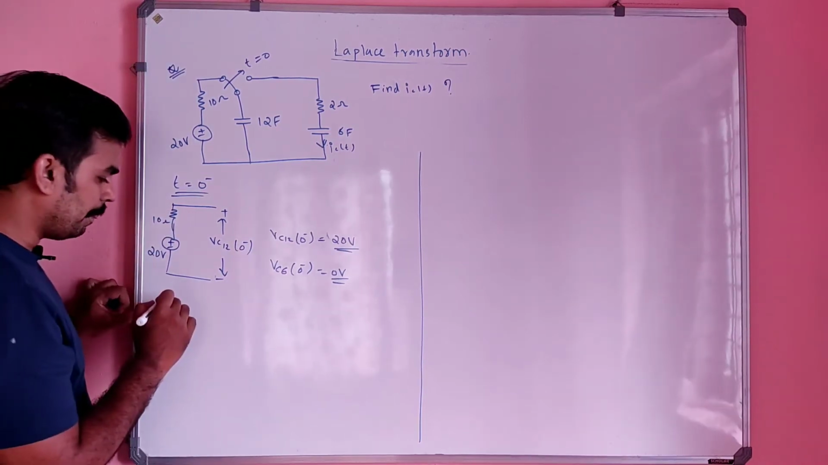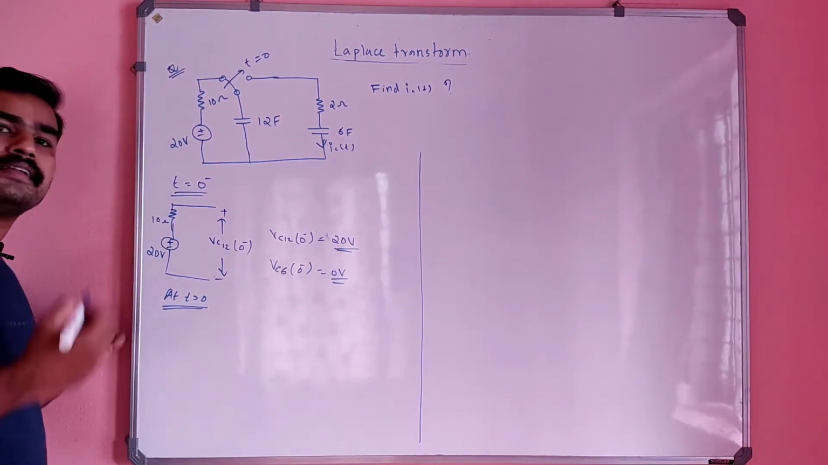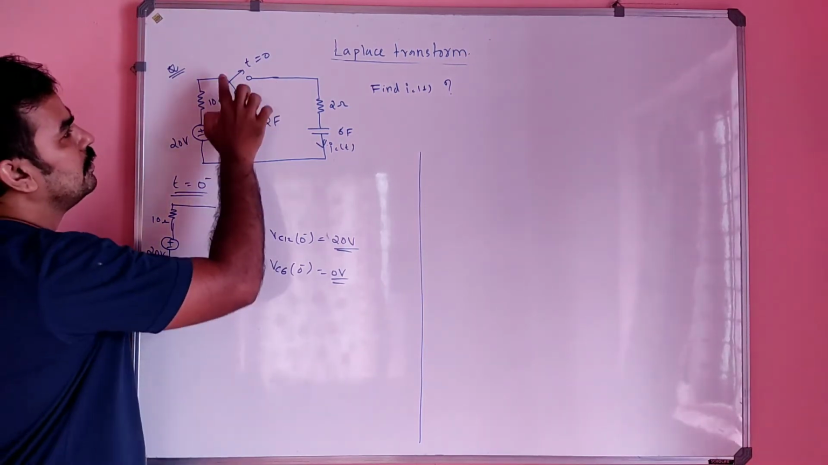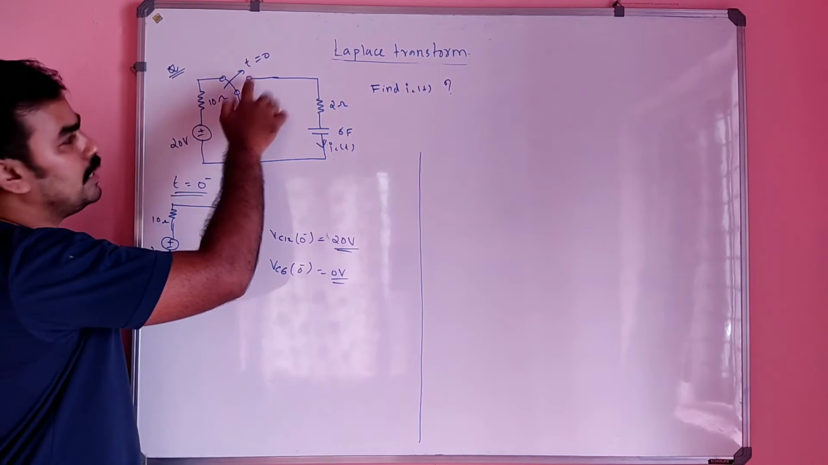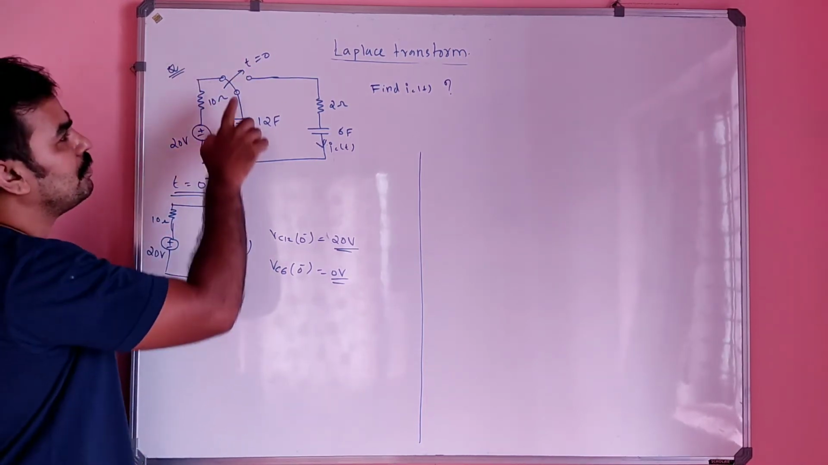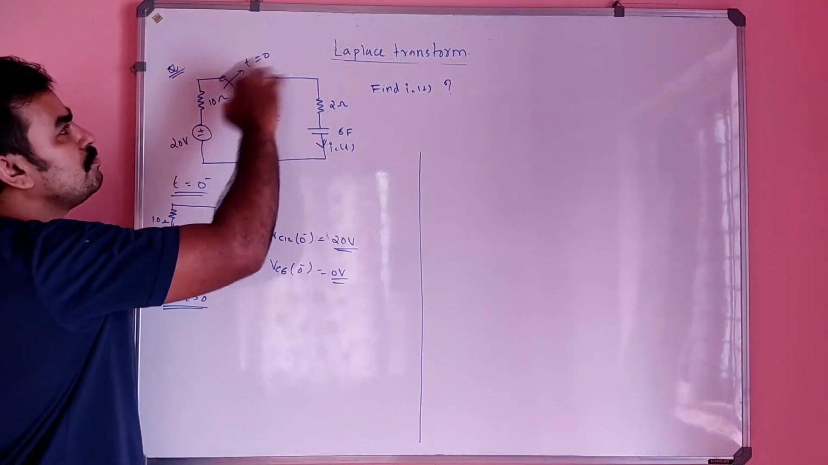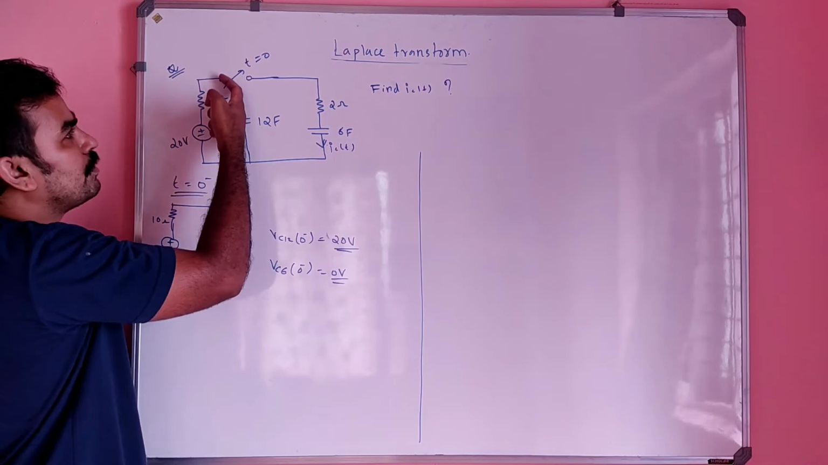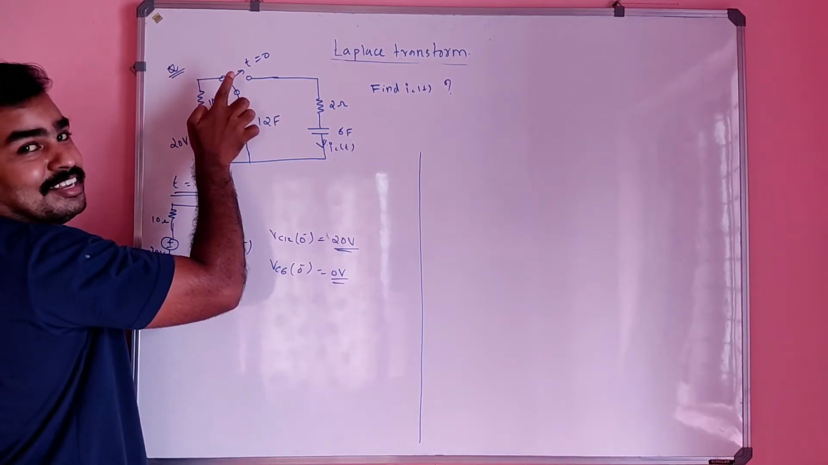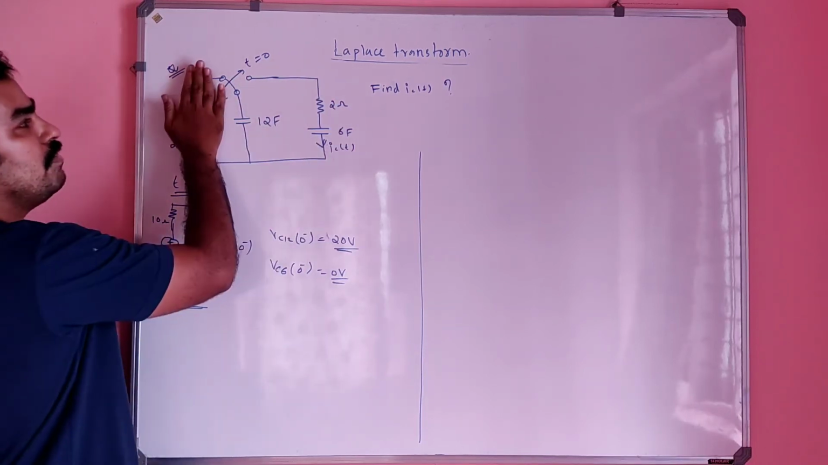Then what will be at t greater than 0? At t greater than 0, what would be the circuit? Listen very carefully. The switch is connected to this side, so it will be a source free circuit. This will be excluded from the circuit because at t equal to 0 it is switched from here to here. That is the meaning of this arrow. Clear? So this will be the circuit now. This will not be there.